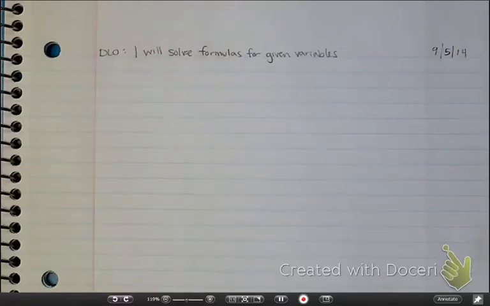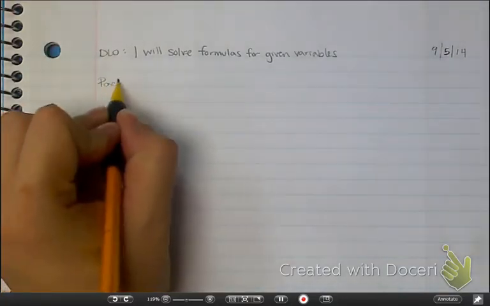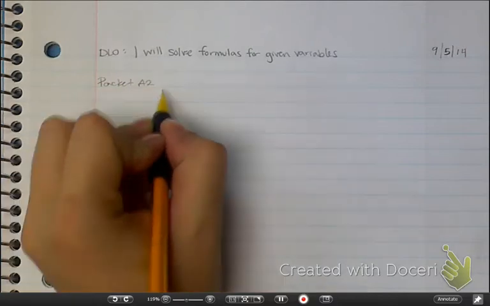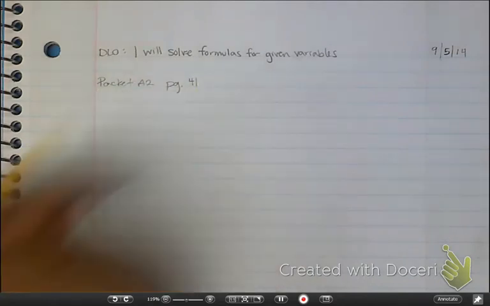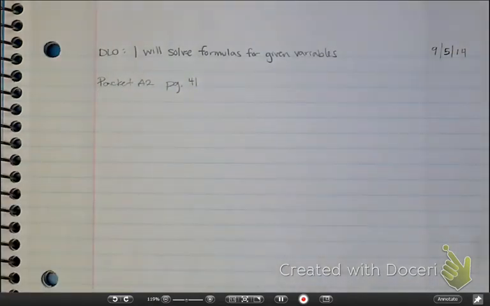All right, my DLO for today is I will solve formulas for given variables, and we're working in our packet on page 41. We're actually going to just set up some stuff today, and we'll solve maybe one or two problems, but a majority of what you're going to be solving is going to be tomorrow in class. So most of it will be classwork. We're just going to set up the basis for it tonight.